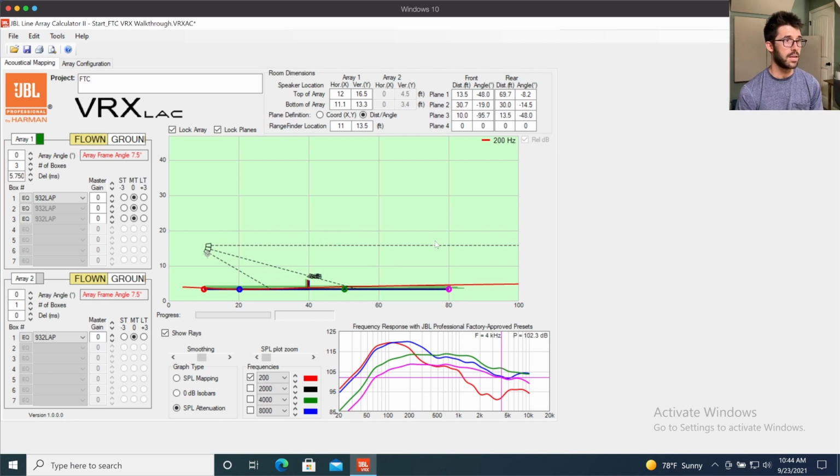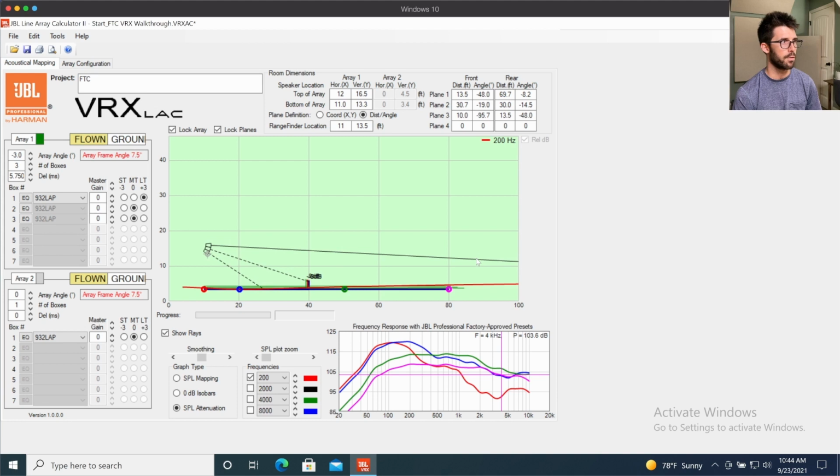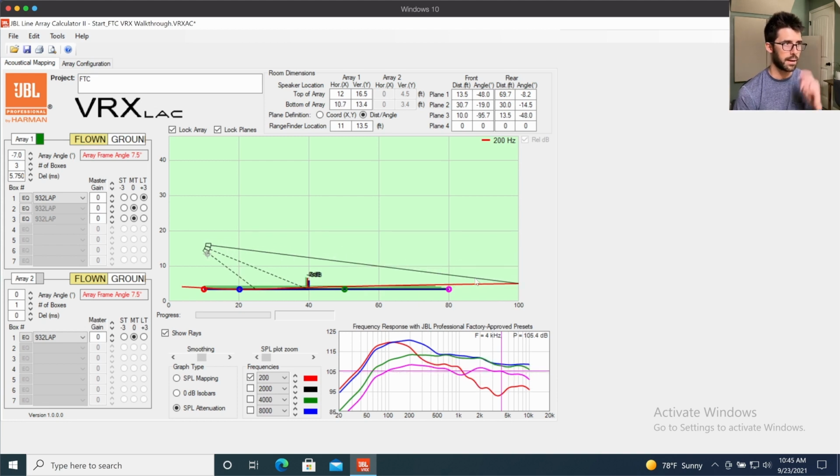So I do know that the top box is going to have to throw farther, and it's going to need some more help in the top end to do that. So let's give it a plus 3 dB lift. And I can see here on these traces, I'm already getting a little bit of a lift, but now let's aim it down farther and see if we could steer some of that towards the back.